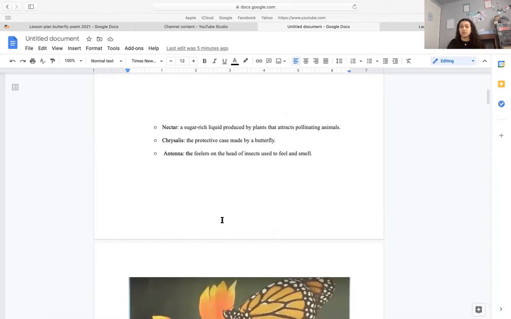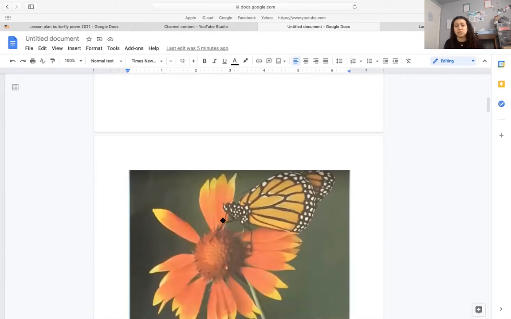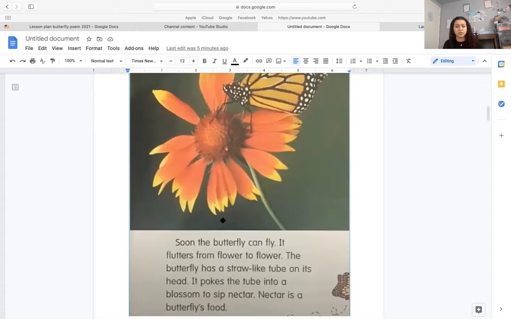So I'm going to project on the screen the pages of the book that we need, so you can draw your attention to the projector. For our first one, I will read the page. Soon the butterfly can fly. It flutters from flower to flower. The butterfly has a straw-like tube on its head. It pokes the tube into a blossom to sip nectar. Nectar is a butterfly's food.